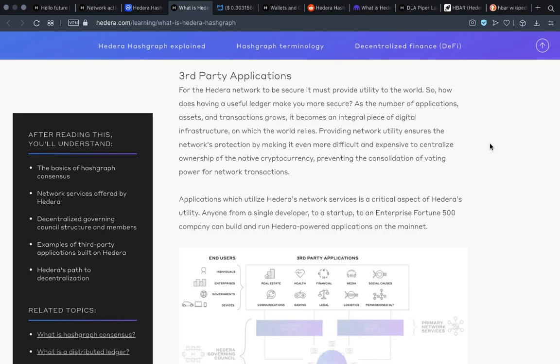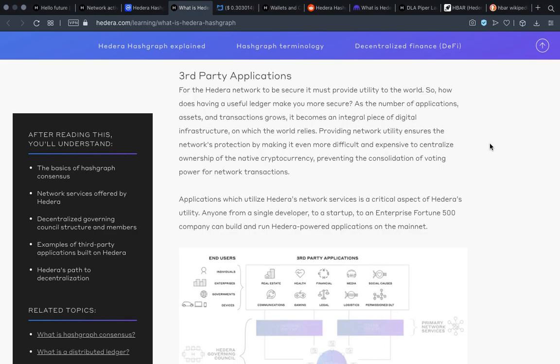For the Hedera network to be secure, it must provide utility to the world. So how does having a useful ledger make you more secure? As the number of applications, assets, and transactions grows, it becomes an integral piece of digital infrastructure on which the world relies. Providing network utility ensures the network's protection by making it even more difficult and expensive to centralize ownership of the native cryptocurrency, preventing the consolidation of voting power for network transactions.